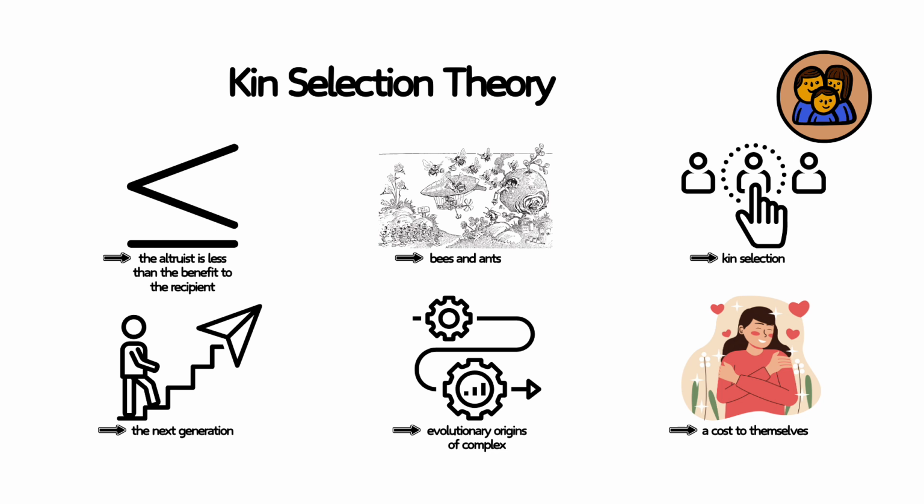Understanding kin selection is crucial for studying social behaviors in animals, including humans. It provides insights into the evolutionary origins of complex social behaviors and helps explain why animals might act in ways that benefit others at a cost to themselves.